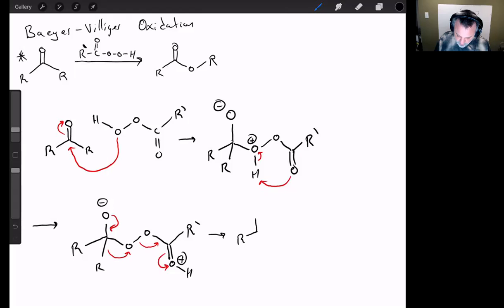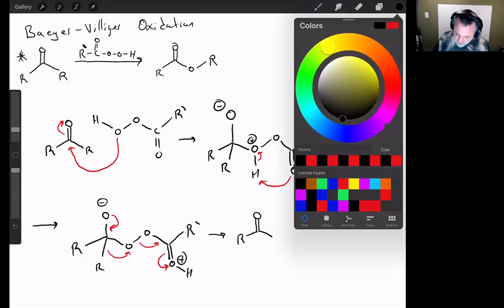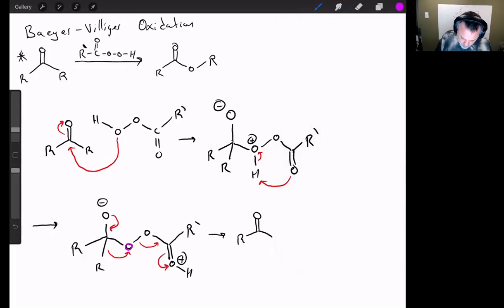You end up with the R group, and then let me just color code it with this oxygen, and you end up with that.